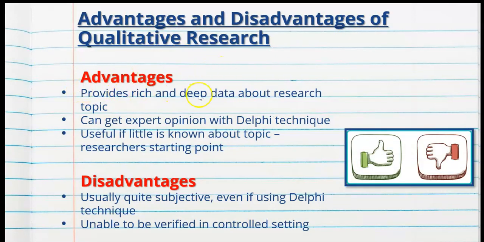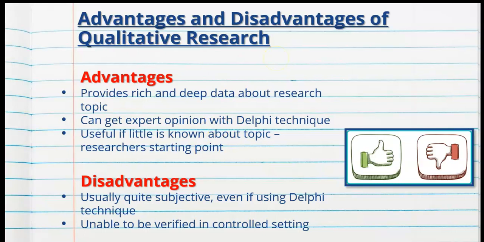So, advantages and disadvantages of qualitative research. So, provides rich, deep, and verbal data about a research topic. So we can get lots of qualitative information with a lot of responses. We can also get expert opinion with the Delphi technique. I've talked about that in my previous video, and that makes the data more likely to be reliable. Even though it's in word and language form, it's more likely that we can depend on the results if it's using the Delphi technique. It's very useful if little is known about a topic again, so it's a researcher's starting point. Let's talk about what we do know and develop more rigorous tests from there. And we can't obviously do that unless we get the qualitative research first.